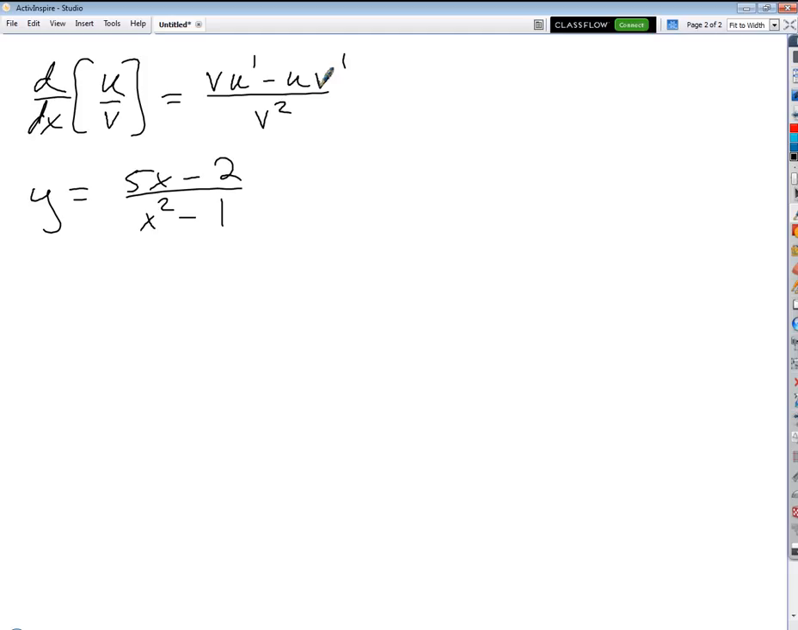Yeah. If we can't simplify, it's okay. Nice. What's x squared? What's that?